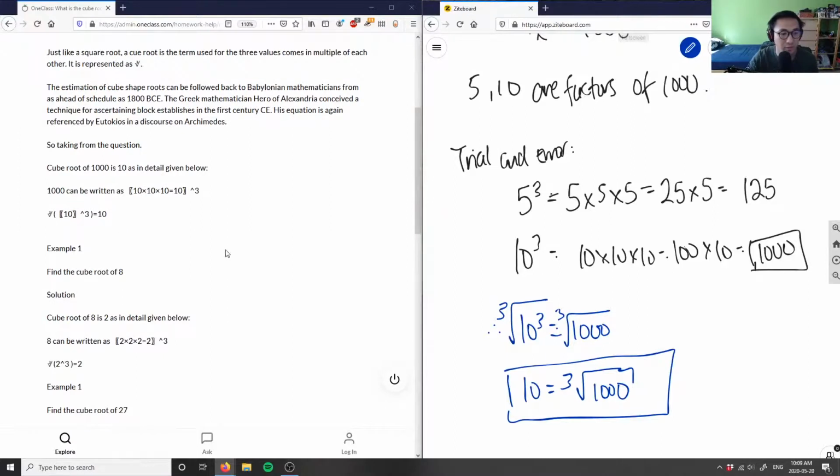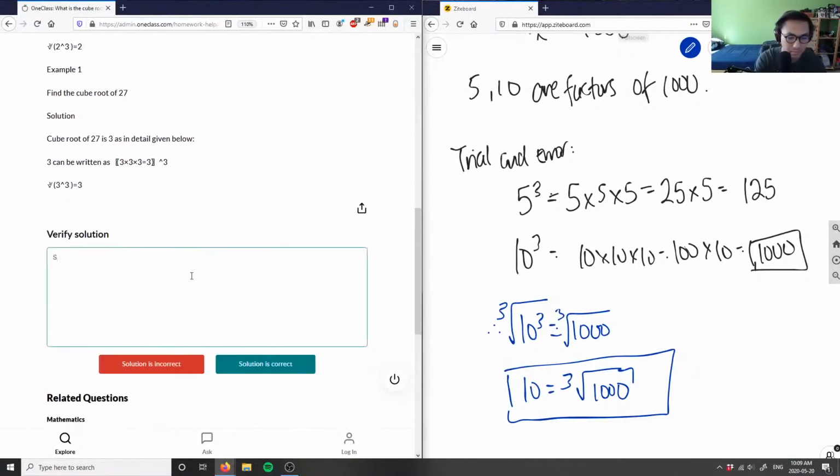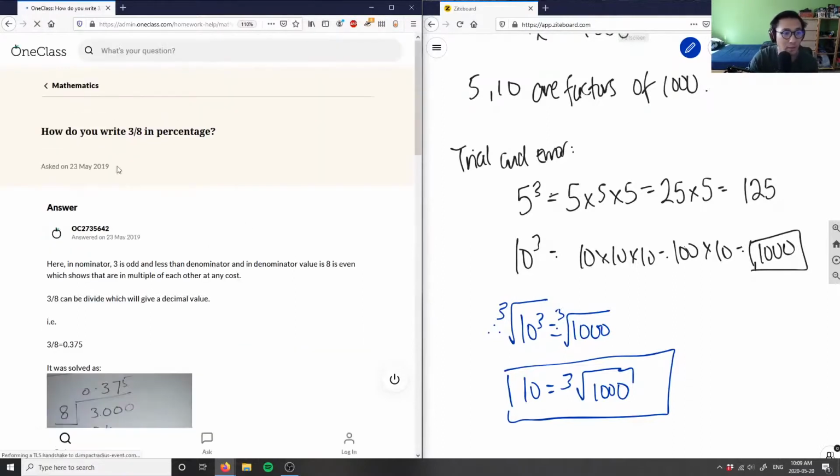And what they did was the same thing here. They used trial and error to figure out that 10 times 10 times 10 equals 1,000, to the power of 3, and then they took the cube root of both sides. So this solution is correct. It's good analysis as well. It's actually in a new format with these guys here, so I think it's a lot nicer.